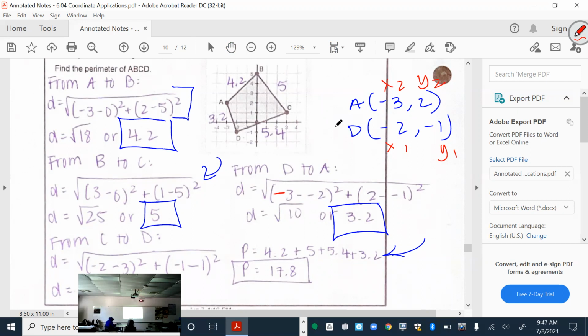All right. Questions before we move on? All right. So next part, we're going to talk about area. So a little bit different, moving on from perimeter where you add up all the sides.